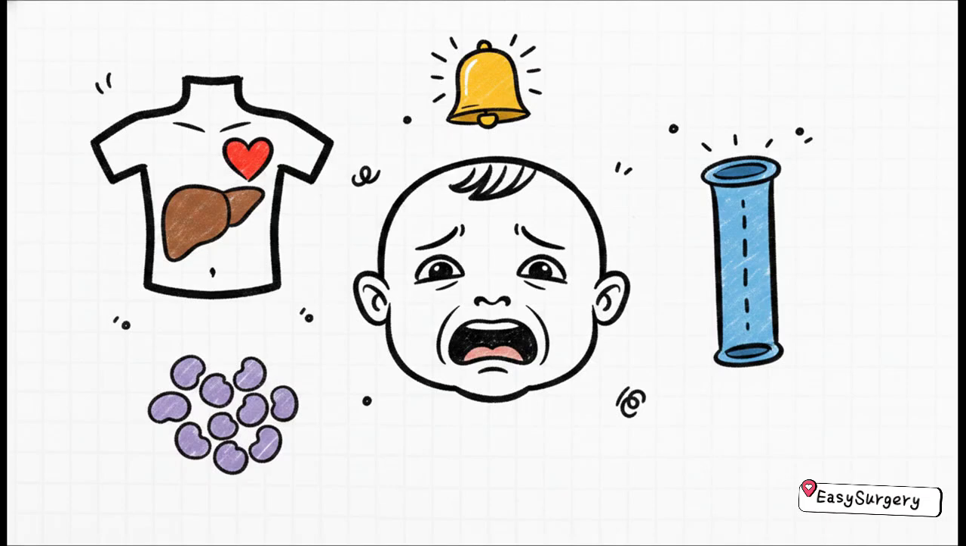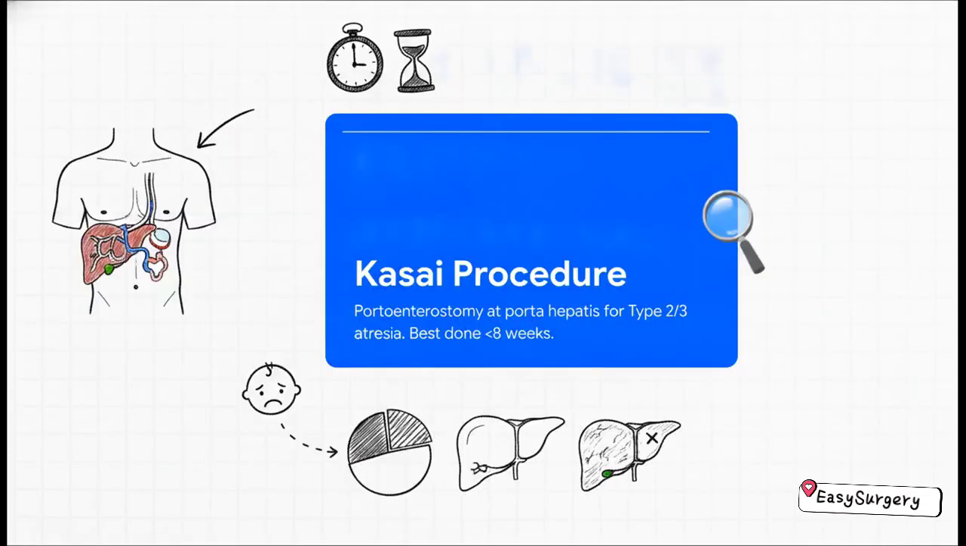If you've got a newborn with progressive jaundice, pale stools, and they happen to have situs inversus, polysplenia, or an absent IVC, man, your clinical alarm bells should be ringing at full volume for biliary atresia. The surgical management here is a literal race against the clock.